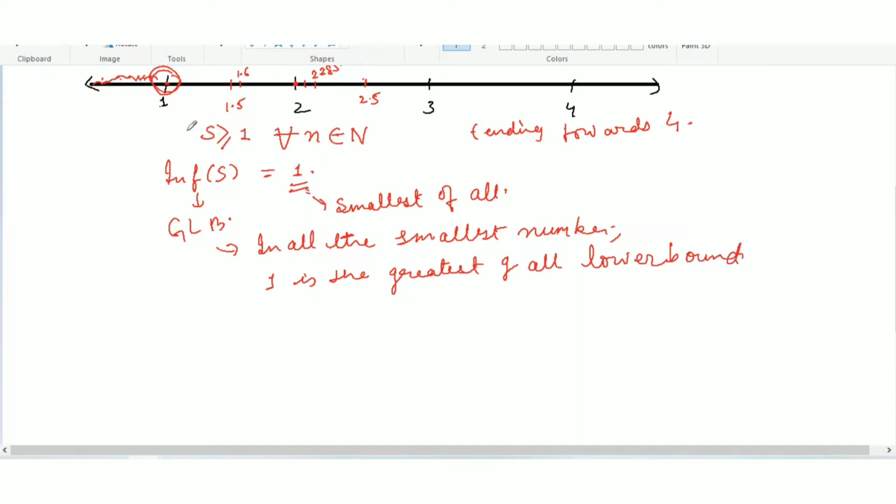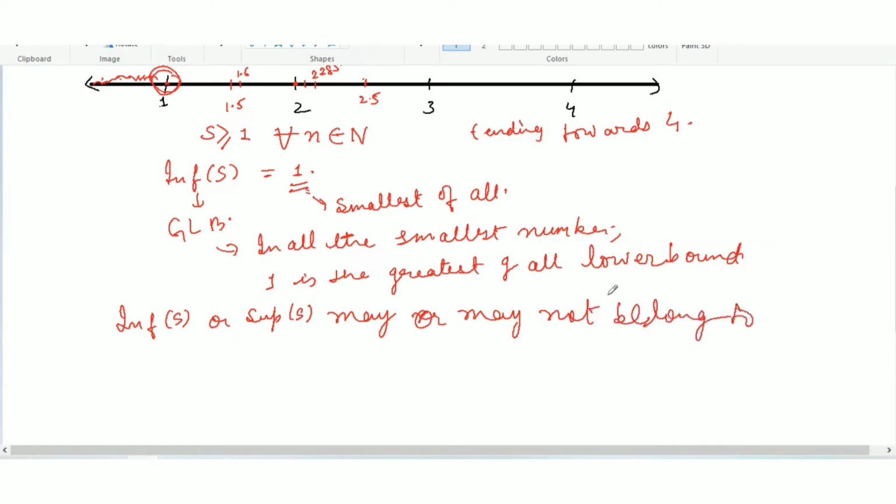Sometimes the infimum of some set S, or the supremum of some set S, may or may not belong to the set. But here 1 is the infimum of S, and it belongs to this set. So we can say that this is also your lower bound.